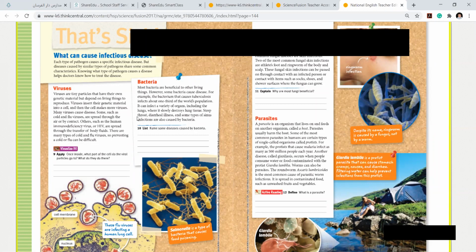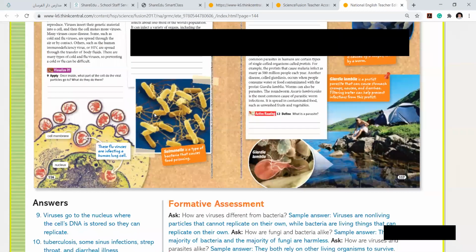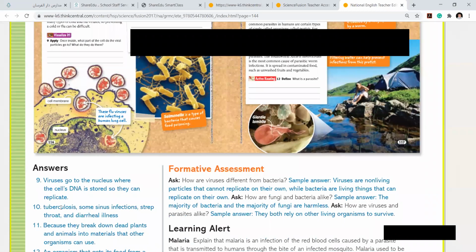That virus and bacteria I have explained to you. Name some diseases caused by bacteria. Tuberculosis, the bacteria goes into the lung and grows there. Sinus infection, strep throat, and diarrheal illness. Do you know what is the meaning of diarrhea?